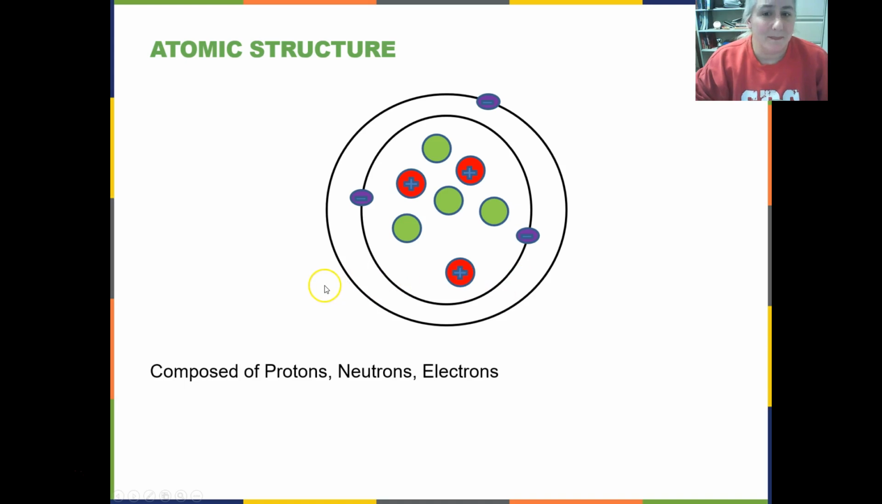So what are atoms made up of? Atoms have 3 different structures associated with them. They have protons, which are positively charged. And so these red things here I've made as my protons, little positive charges inside. They have electrons in the outer orbitals that are negatively charged, and then they have neutrons, which have no charge. The number of protons and electrons are always going to equal each other in an atom unless they've entered into a chemical reaction.